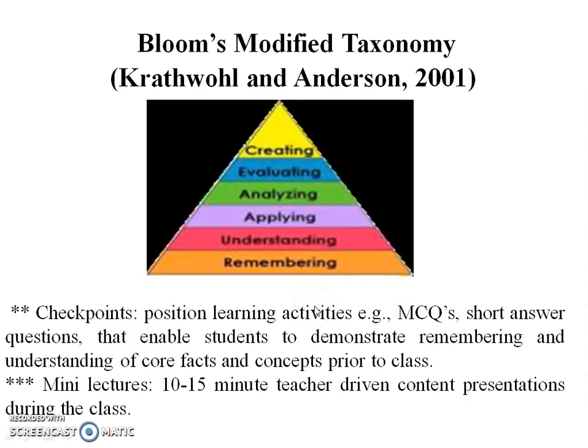Shown is the diagram of Bloom's taxonomy. Very important is to embed checkpoints when we are designing the pre-class activities, which are intended for the students to remember the key concepts and understand the key concepts. Also, during the class activities, we could plan mini lecture, which could be 10 to 15 minutes, and it could be teacher driven or content presentation during the class.